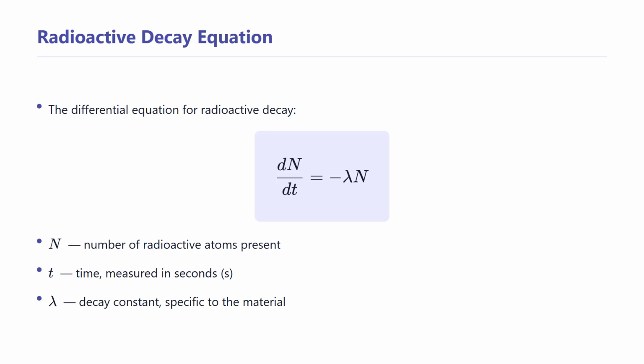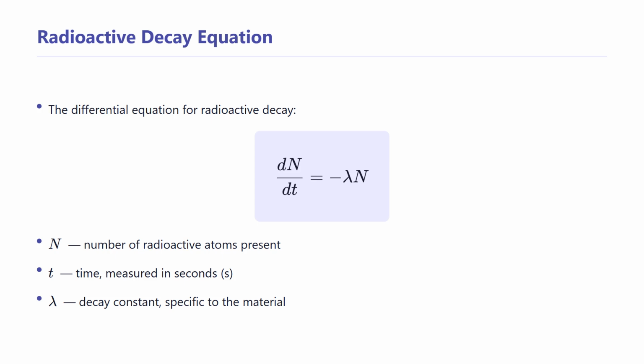To see how this works in practice, let us look at a fundamental physics problem: radioactive decay. Conceptually, this formula comes from the observation that the number of unstable atoms decays at a rate directly proportional to the number of atoms currently present.